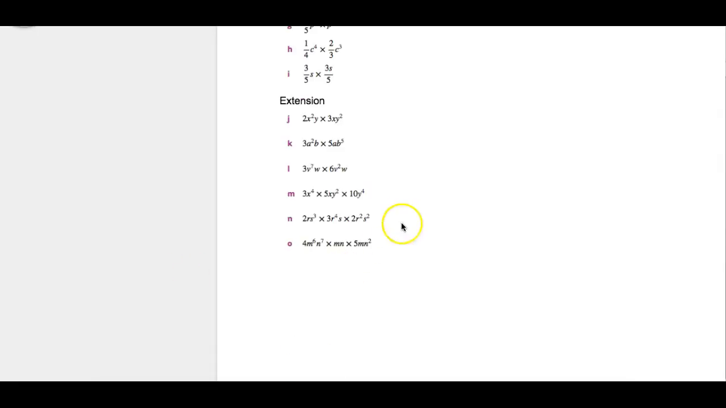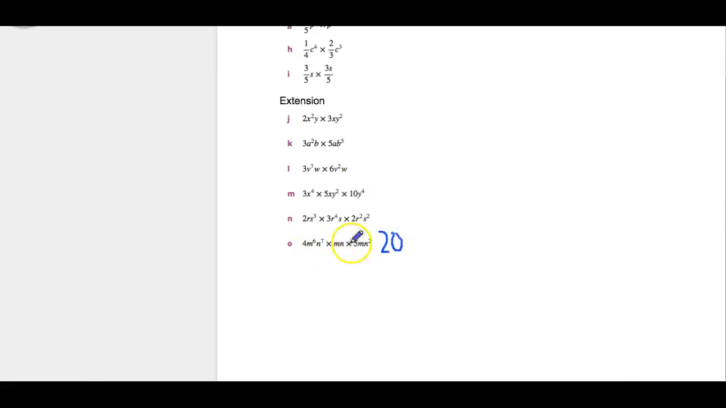All right, with these extension type ones, you can see we've got different bases here. Okay, so let's skip the easy one and just go to O because they always have the harder ones at the end, and what's the point of doing the easy ones with you? So let's look at the coefficients first, any numbers. We've got a 4, that's a 1 there, and a 5. So 4 times 5 is 20. Okay, so we're doing this one here, 20.